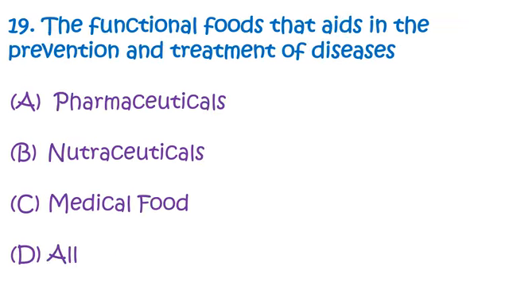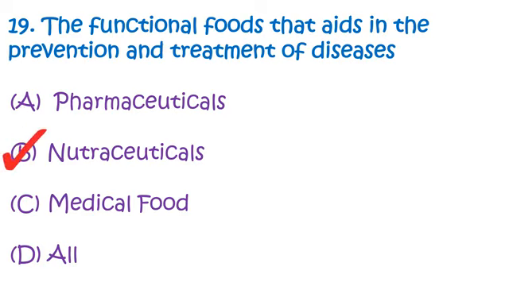Question number 19. The functional foods that aid in the prevention and treatment of diseases are called, options are option A pharmaceuticals, option B nutraceuticals, option C medical food, option D all of the above. And the correct answer is option B nutraceuticals.